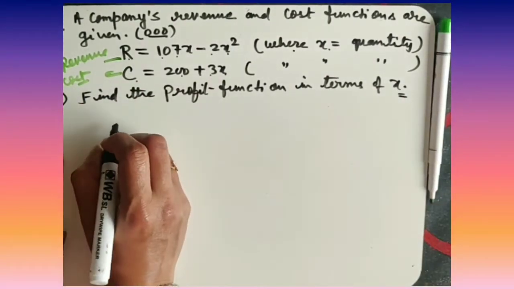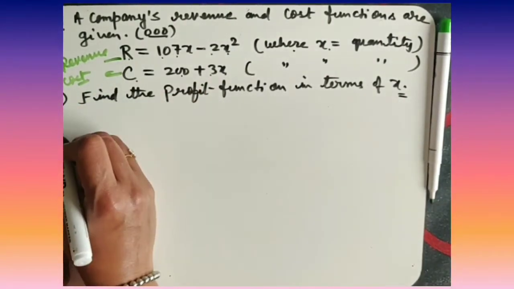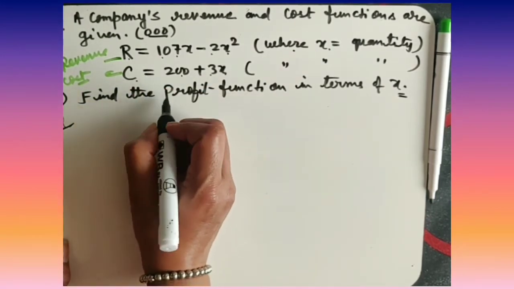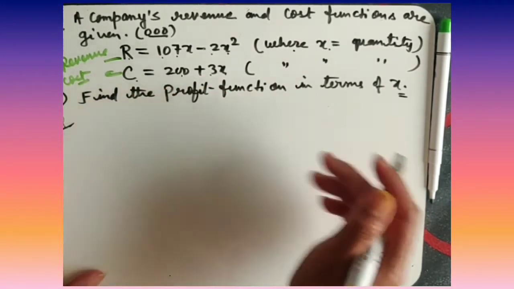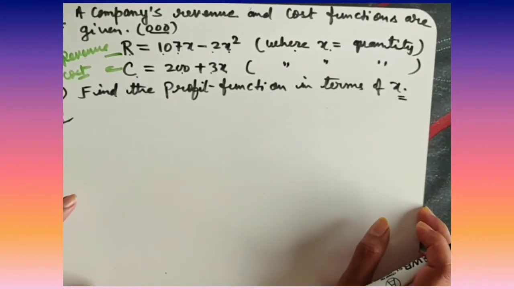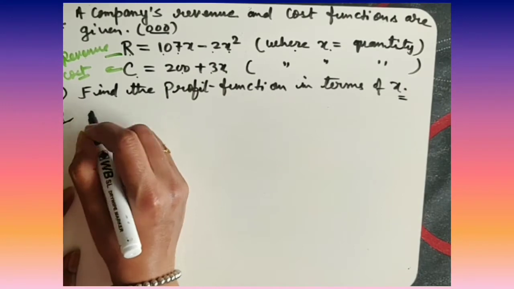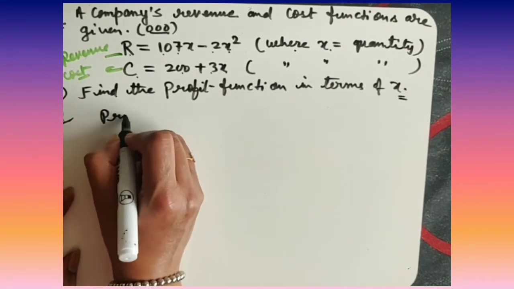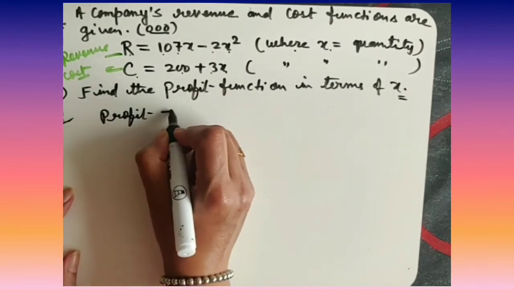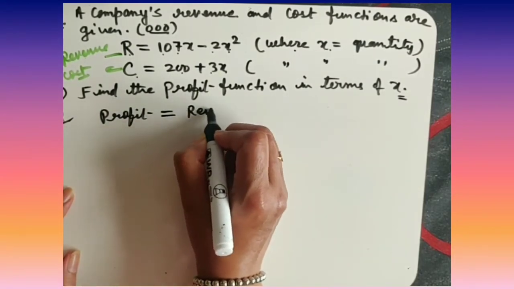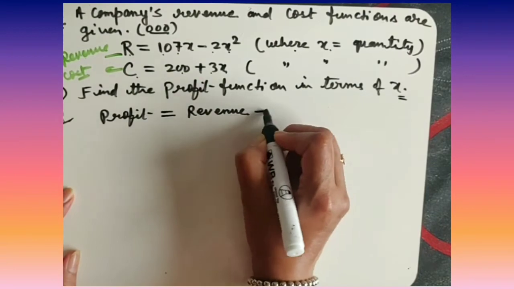So what is profit equal to? Here is a slightly different question. The profit function is not given, but the revenue function and the cost function are given, and you need to find the profit function. The formula of profit, how to find the profit function when revenue and cost are given: profit equals revenue minus cost.